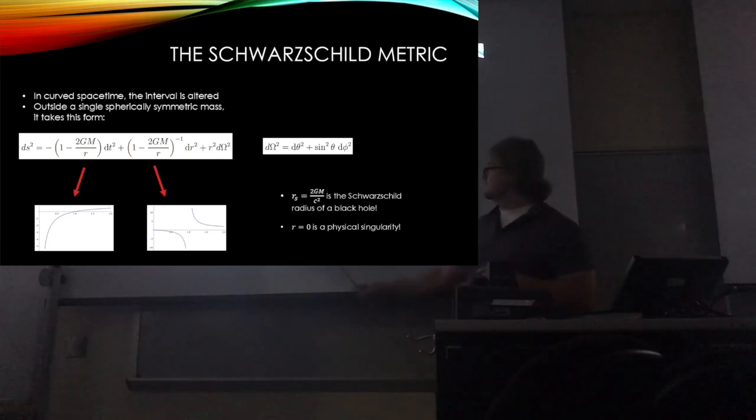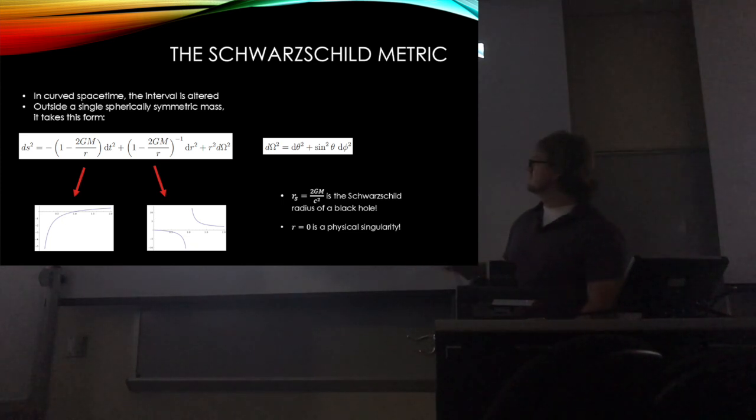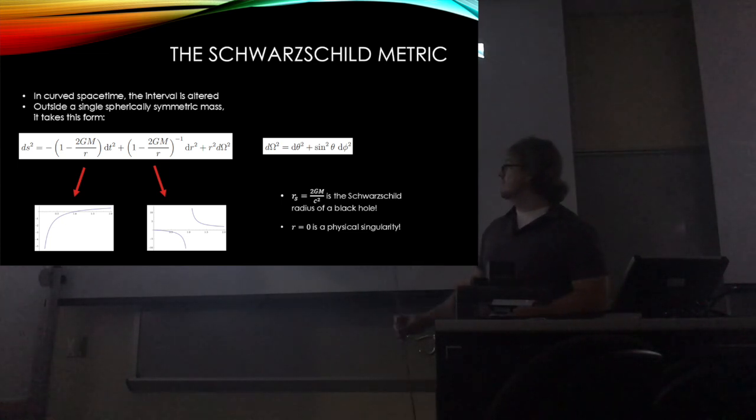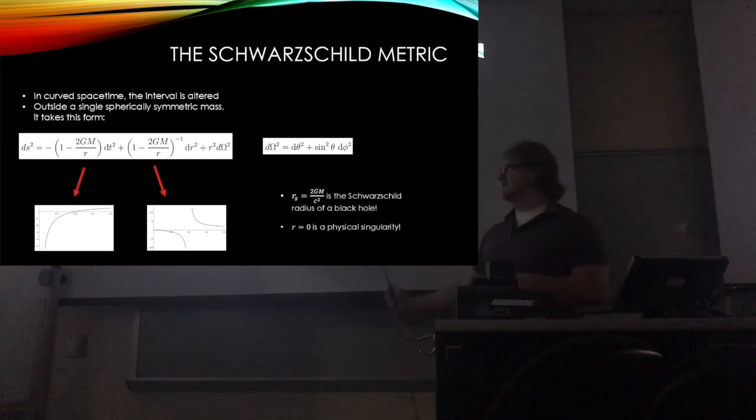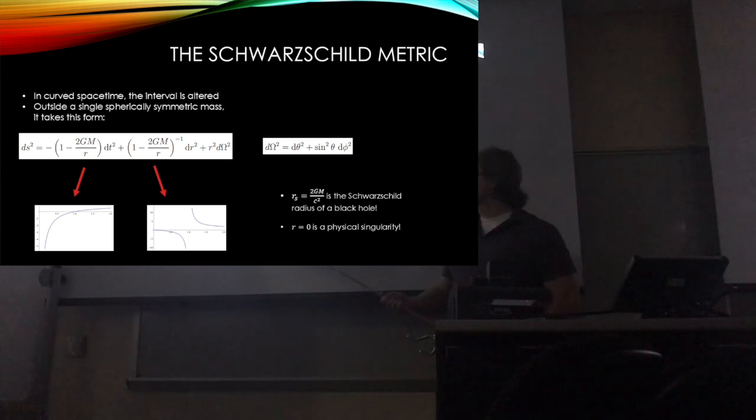And I have drawn here what these two terms look like. And a few things about this. Sorry, a precursor: this is in spherical coordinates. So r here is the distance from the center of your object. And d omega squared is the solid angle element, which since it's spherically symmetric, you can kind of just put that off to the side because it doesn't affect very much.